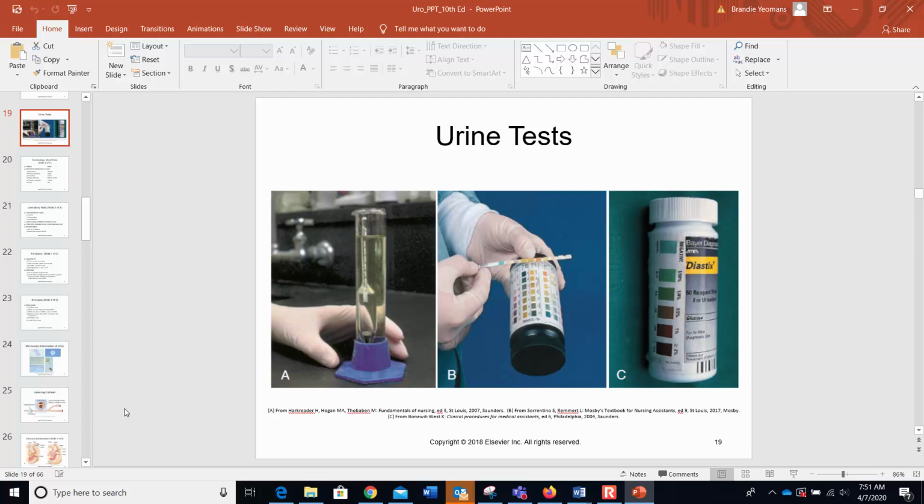We also can look at the specific gravity, and this is like the density of the urine, so how dense is it? We definitely know that the clearer the urine, the less dense it is. So sometimes when you see a dark colored urine, it's very, very dense because it's very, very concentrated. We also can use different instruments like a urometer. That way we can look at different cells that are showing up in the urine.